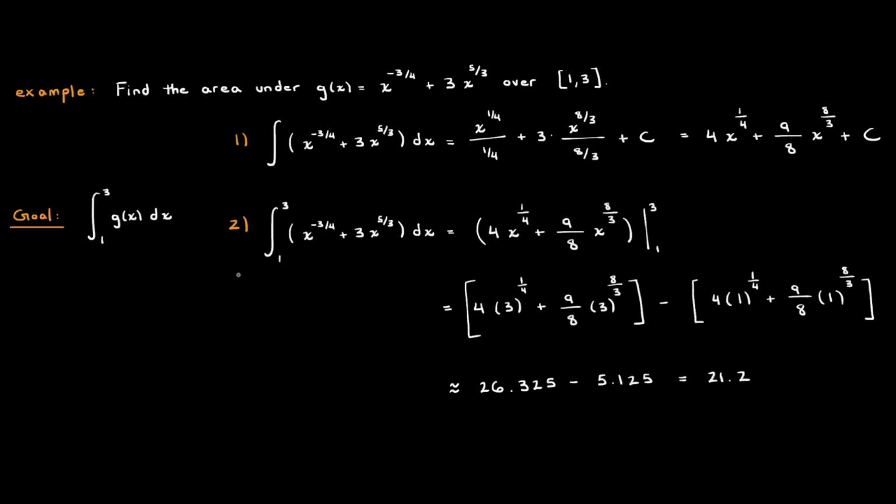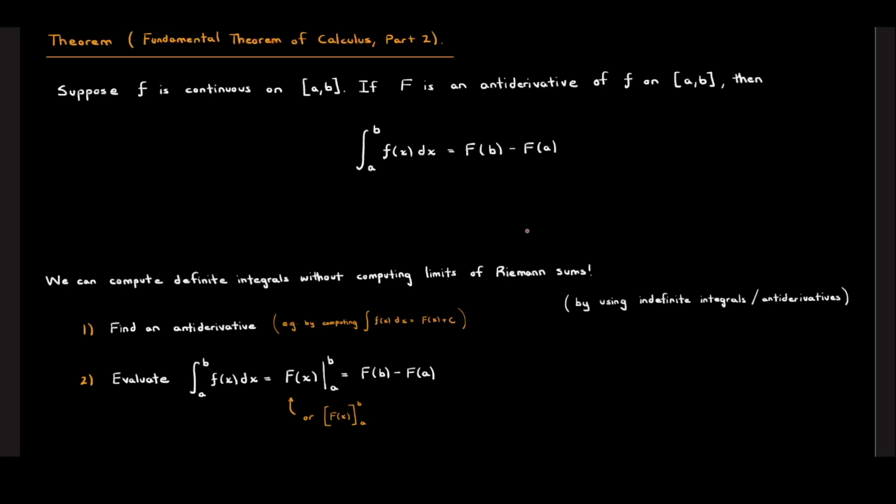And you see how simple it was to compute? We didn't have to do any limits of Riemann sums anymore. We just had to compute an antiderivative, and then we had to evaluate the antiderivative at the upper limit minus the lower limit.